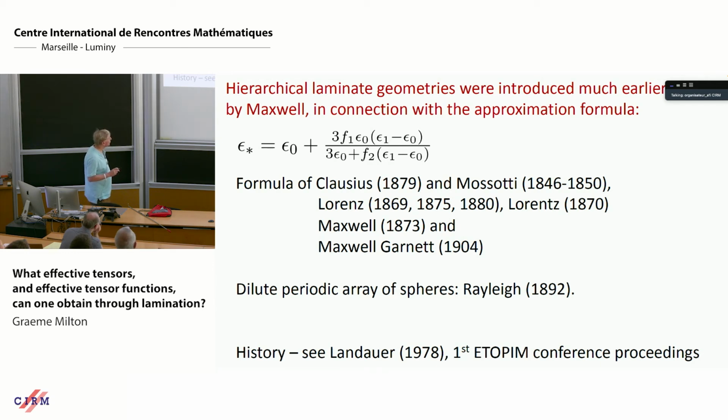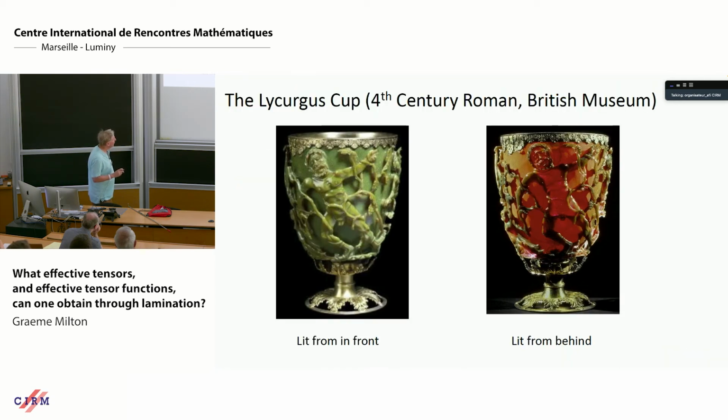There was a lot of discussion about its validity. Rayleigh actually solved for a periodic array of cylinders or spheres, and proved this in the low volume fraction limit. This is an application, as it explains the unusual properties of the Lycurgus cup. Depending upon whether the light's inside or outside, it looks green or red.